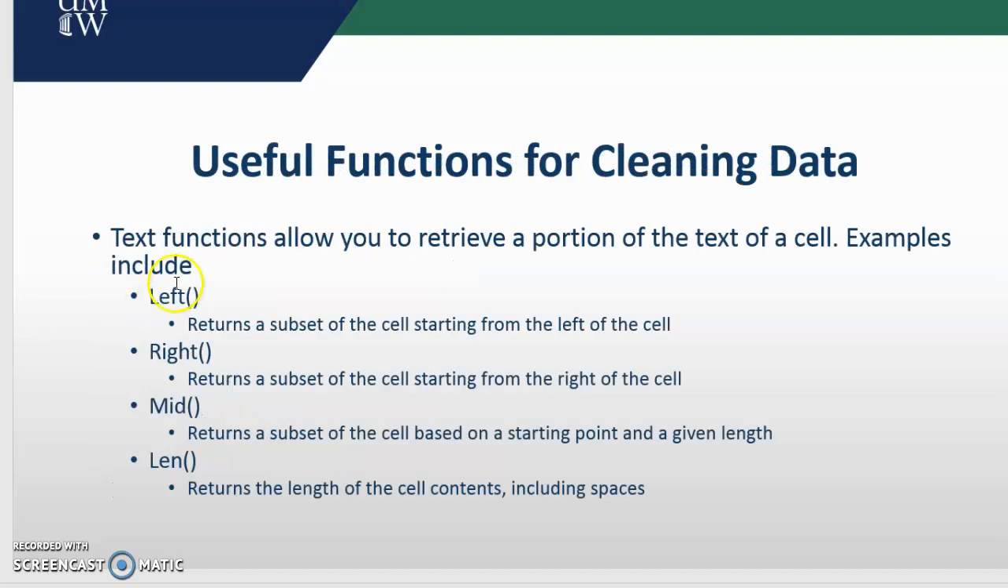Okay. So the first one, we have some text functions, and these are various text functions in Excel that allow you to retrieve a portion of the text in a cell. So you can have the LEFT function, the RIGHT function, the MID function, and then LEN stands for length. LEFT returns a subset of the cell, starting from the left. RIGHT starts from the right of the cell and then moves left. MID starts wherever you say to start. So you say start at position 2 and go 5, so it would return whatever's in position 2 through character 7, because you're saying to go 5.